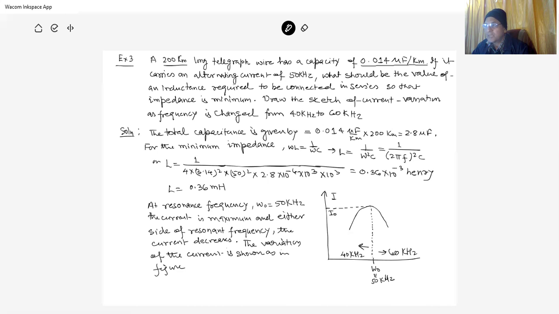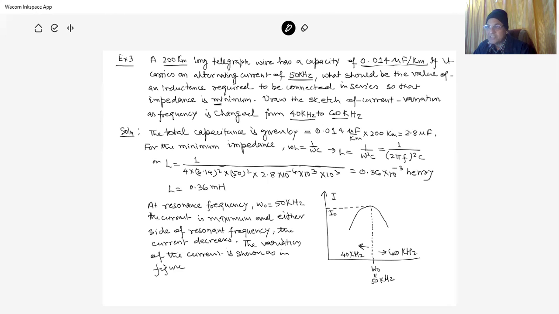0.014 microfarad per kilometer. If it carries an alternating current of 50 kilohertz, what should be the value of the inductance required to be connected in series so that the impedance is minimum? Draw the sketch of the current variation as the frequency is changed from 40 kilohertz to 60 kilohertz. So the word is minimum impedance. Minimum impedance means at that particular frequency, there is a case of resonance. So we have to use the resonance case solution.